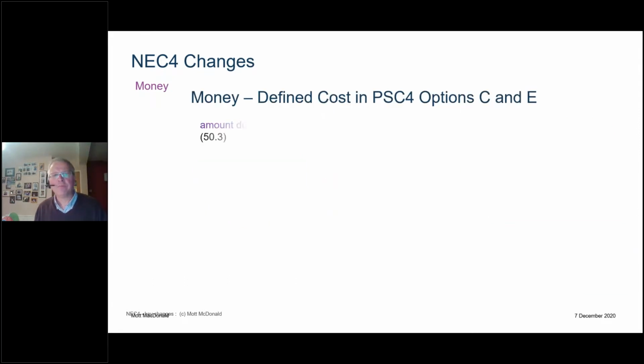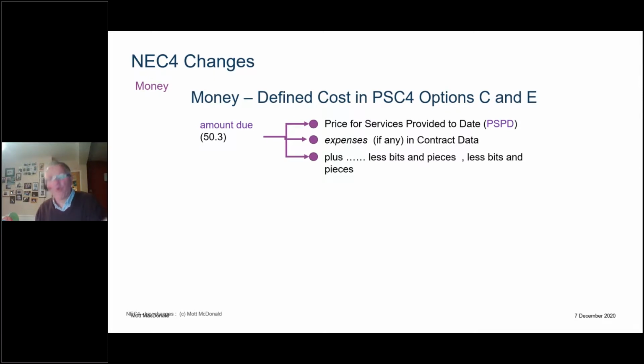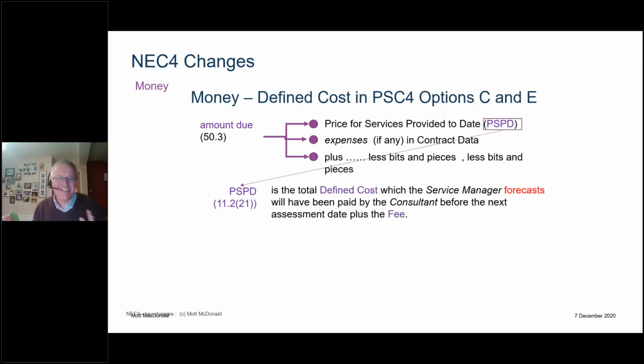Let me give you some more detail. So the amount due has always been what it says on the slide. The price for services provided to date is now same language as ECC. This is only for options C and E, remember. Lump sum contract, priced activities as before. But in PSC3, C and E, we had tendered rates. In PSC4, we don't. What you pay out as a client is the total defined cost, which the service manager forecasts will have been paid by the consultant before the next assessment date, plus the tendered fee percentage.